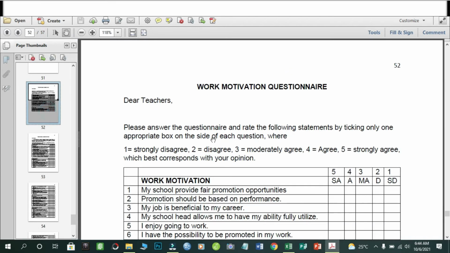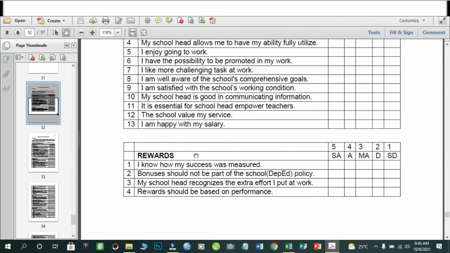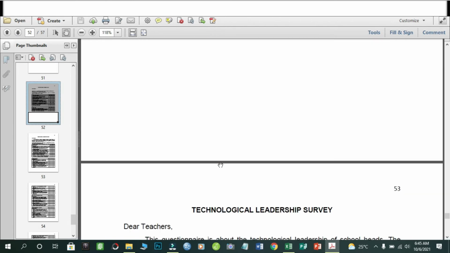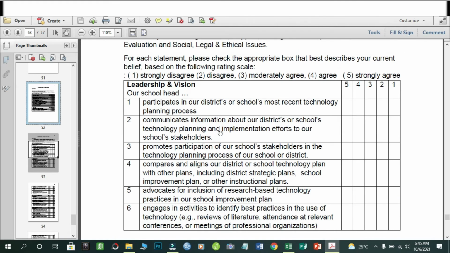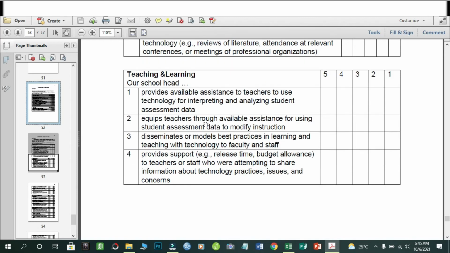So this is our questionnaire. As you can see, here are the questions. It has 13 questions for work motivation. For rewards it has 4 questions. Then for technical leadership, these are the following questions, 6 questions. What you're going to do later is encode this in Excel, Microsoft Excel or any productivity app that has spreadsheets.